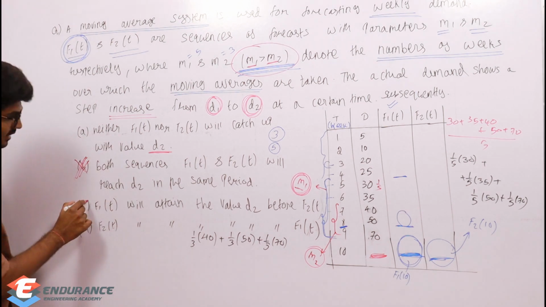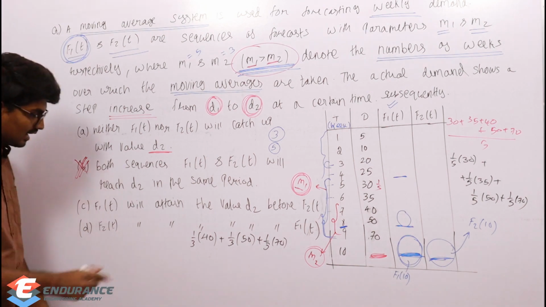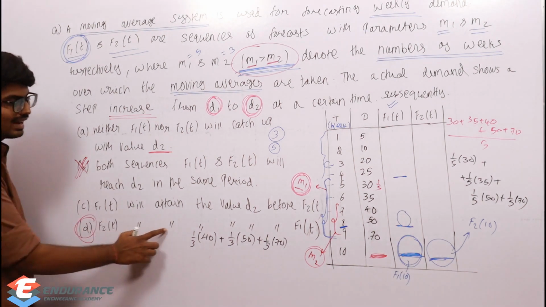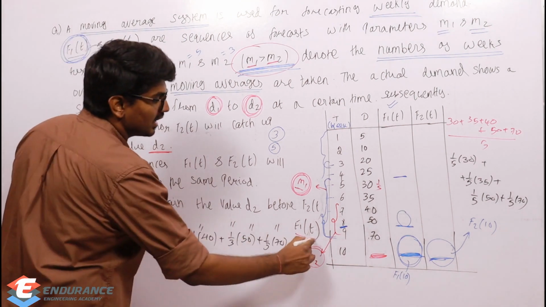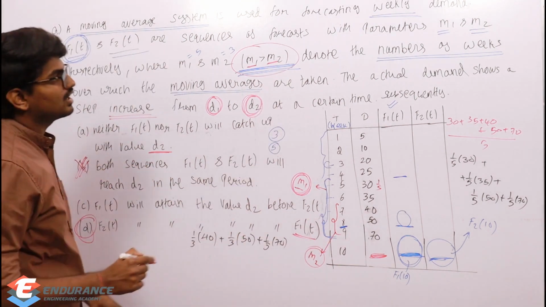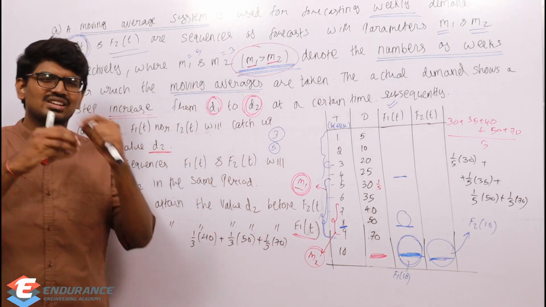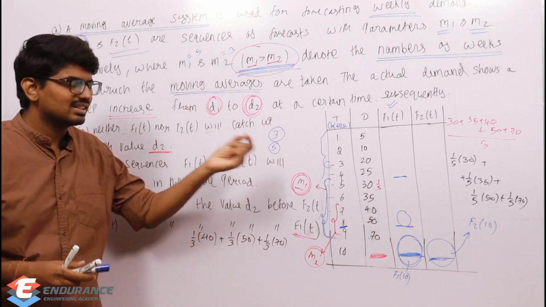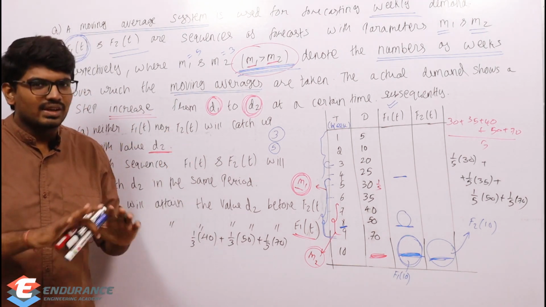So the correct answer is F2. F2 reaches the actual value soon. F2 will attain the value D2. That is, F2 will attain the actual value soon compared to F1. So this is a GATE 2008 question. Actually, if you know the concepts properly, you can answer this question in 2 minutes. But if you are having a confusion, it is a very simple concept only.